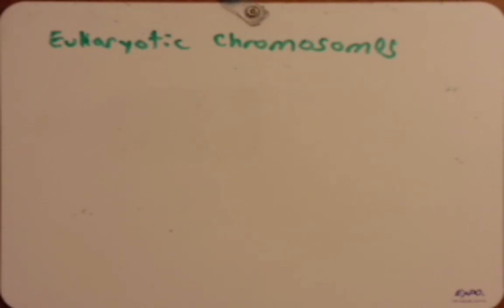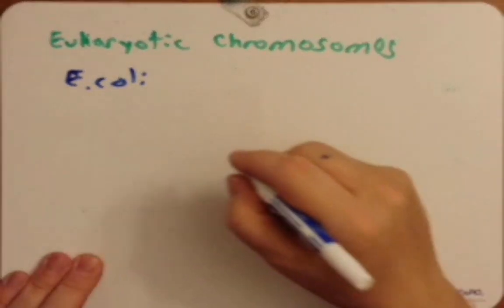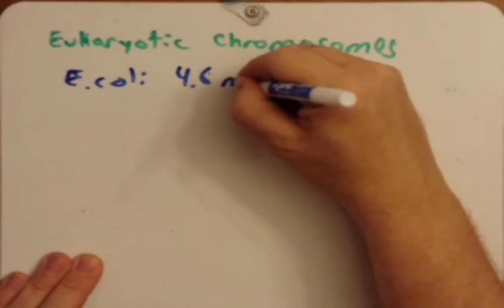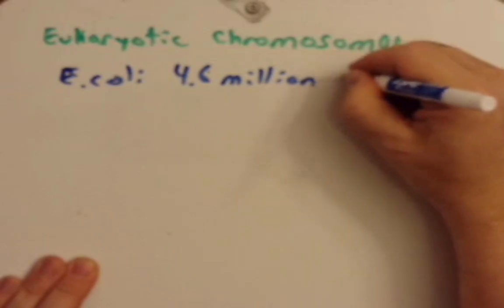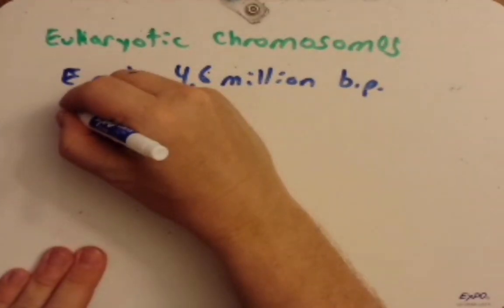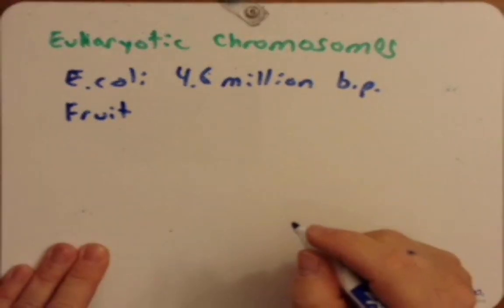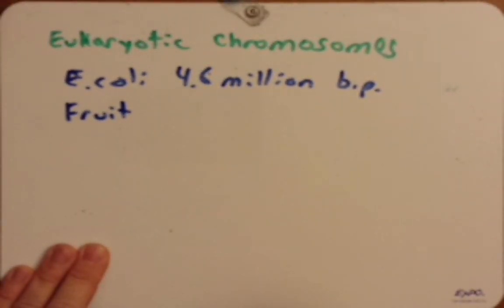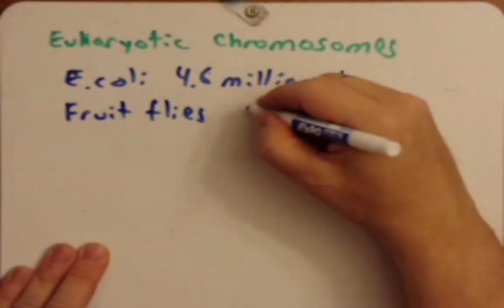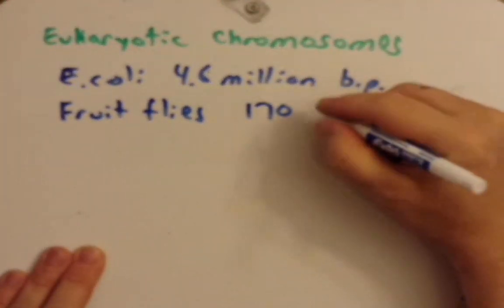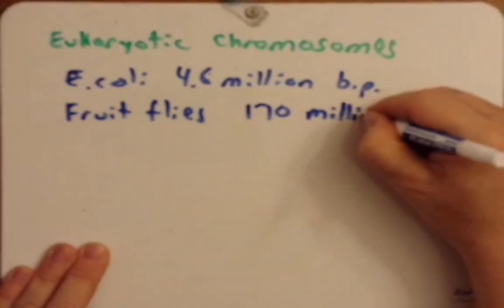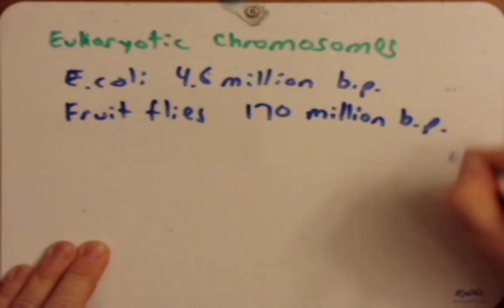into a cell. Remember, we said that E. coli, which we just talked about, have a genome of about 4.6 million base pairs. Just as a comparison's sake, I can't imagine I'm going to ever ask you to memorize and recite these, but you should understand the general point I'm trying to make here. Fruit flies have about 170 million base pairs. So quite a bit larger.